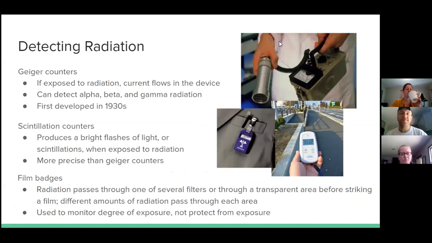First of all, as Ms. Ashburn mentioned before, there are 3 major types of radiation, alpha, beta, and gamma, which we're going to talk a little bit about next week. And this type of radiation detecting has been around for almost 100 years.